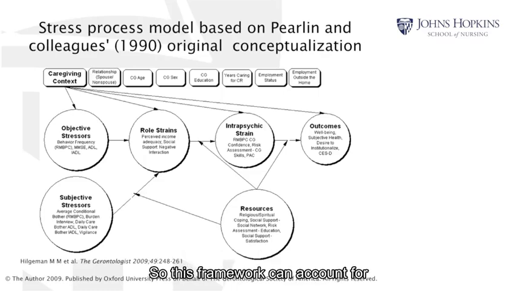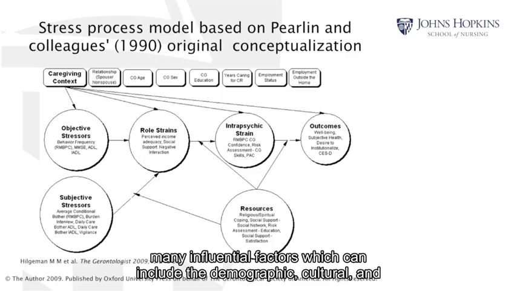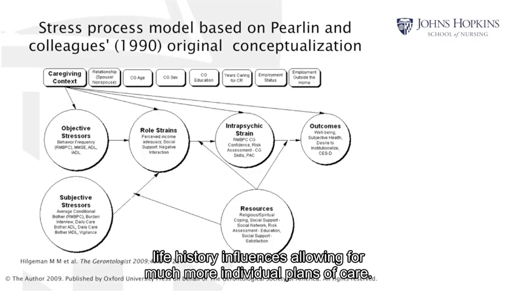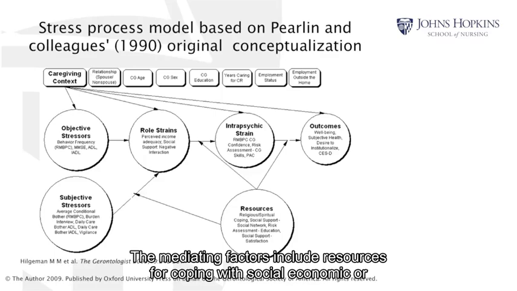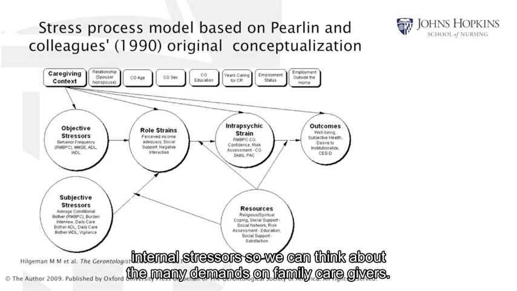So this framework can account for many influential factors, which can include the demographic, cultural, and life history influences, allowing for much more individual plans of care. The mediating factors include resources for coping with social, economic, or internal stressors, so we can think about the many demands on family caregivers.